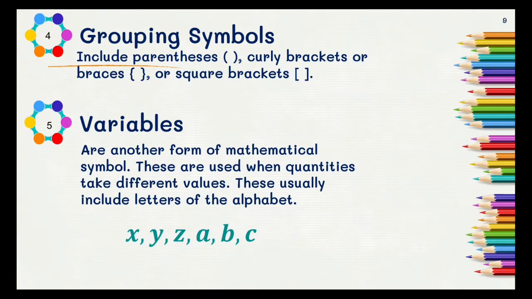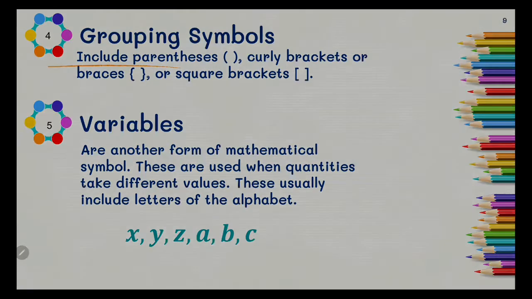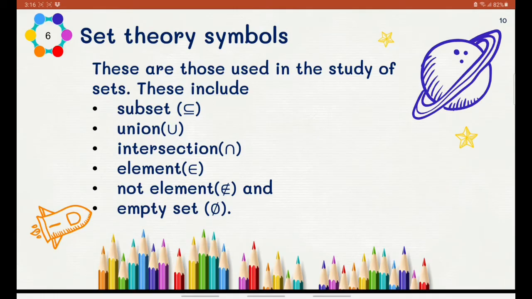Fourth is grouping symbols. You have parentheses, braces, and brackets. Fifth is variables. These are the unknowns. If they cannot be identified as a number, usually they are letters in the alphabet, capital or small letters. Then set theory symbols: we have subset, union, intersection, element, not element, and empty set.